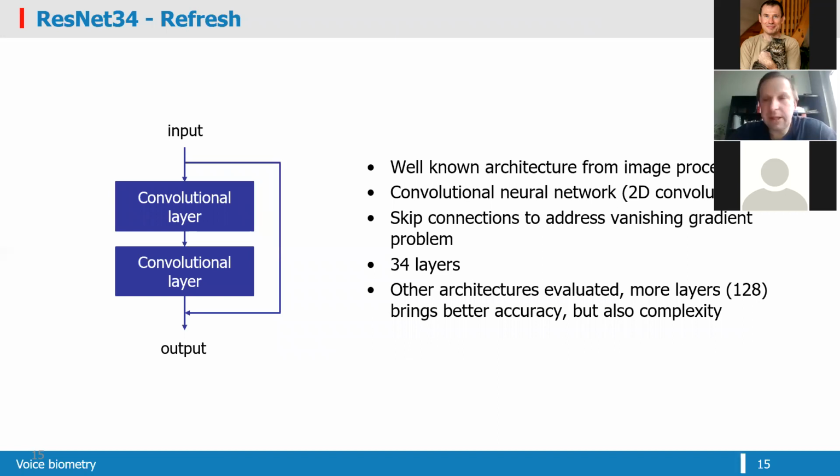Now, why ResNet? It's a very well-known architecture from image processing. It was found that this architecture works well on speaker identification too. It is using convolutional layers, and there are skip connections that address the vanishing gradient problem. In this ResNet 44, there are 44 layers. We were also using other architectures with more layers, one of them with 128 layers. It gives better accuracy, but also higher complexity and system footprint.